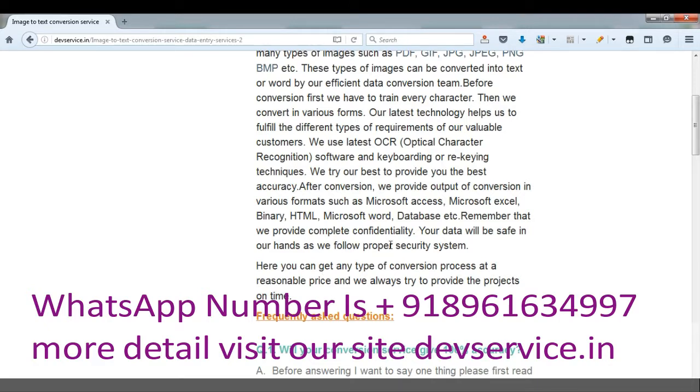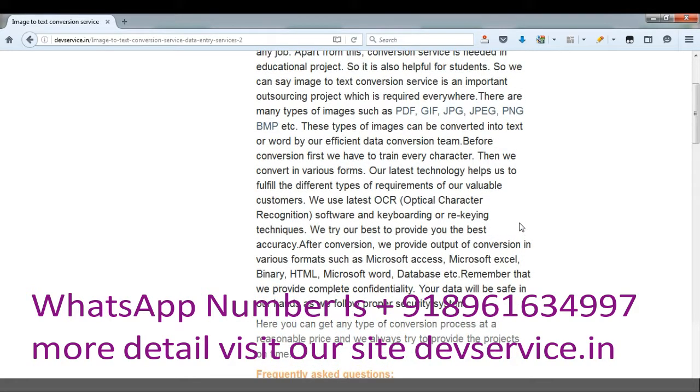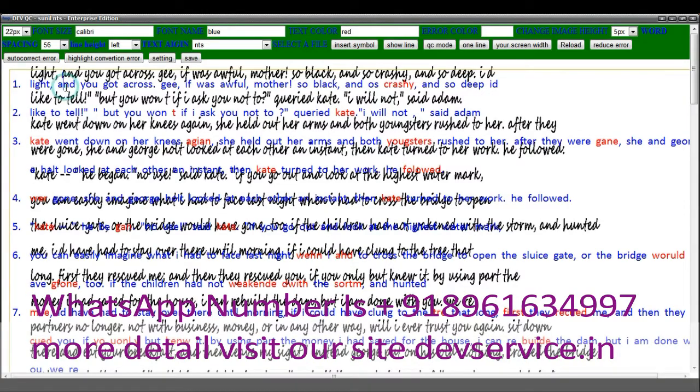Your data will be safe in our hands as we follow a proper security system. Here you can get any type of conversion process at a reasonable price, and we always try to provide the projects on time.